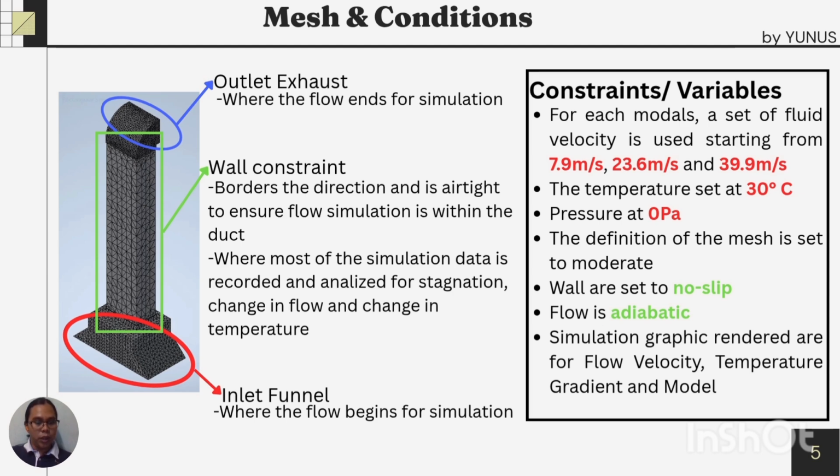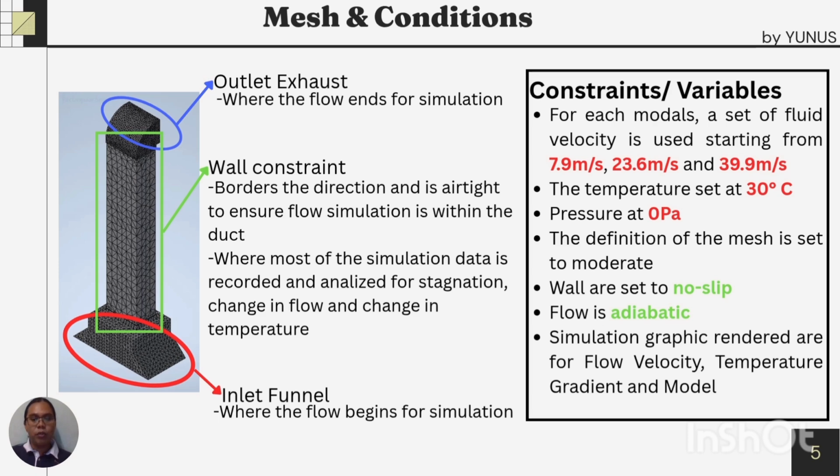After creating the mesh, it is then converted into three named bodies: the outlet exhaust, where the flow ends for the simulation, the inlet funnel, where the flow begins for the simulation, and the wall constraint, where most of the analysis is done. This wall constraint acts as the border and the direction for the flow. It is airtight to ensure that the flow simulation is within the duct, and this is where the stagnation of the flow is examined, the change in temperature, and also the change in flow.